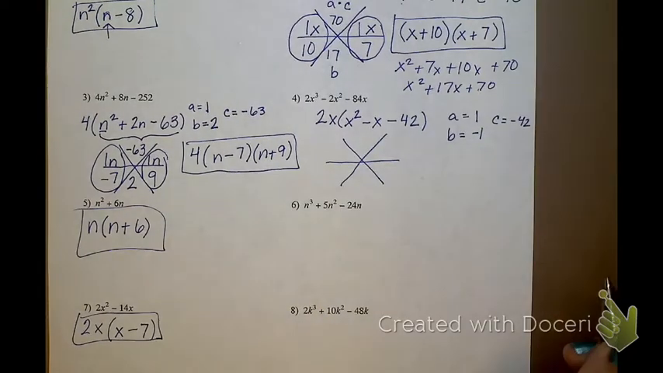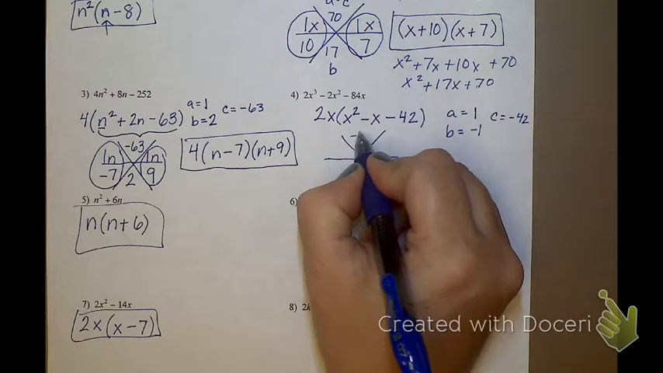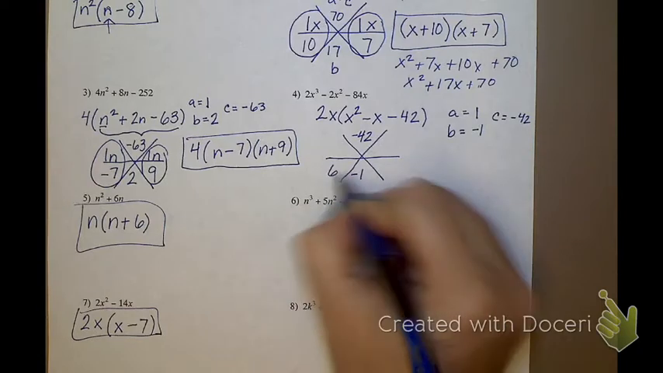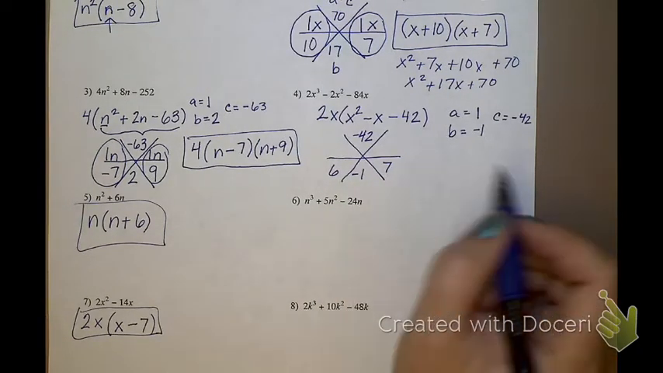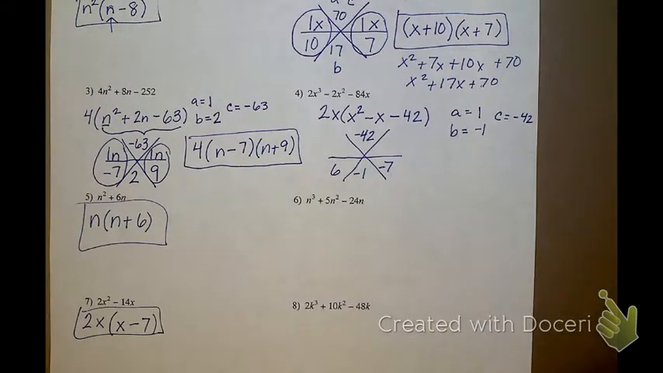I already have 2 numbers in my head. Do you? What are the 2 most common numbers that multiply to get 42? 6 and 7? I think we might have a winner there. All right, 1 times -42 is -42. -1 on the bottom. 6 and 7 works, doesn't it? Which one has to be negative if they're going to add to get -1? The 7 has to be negative.